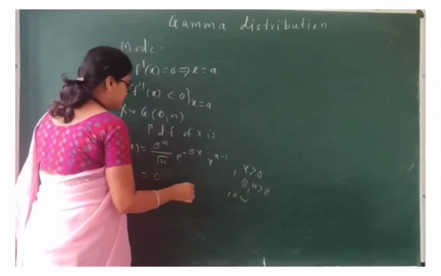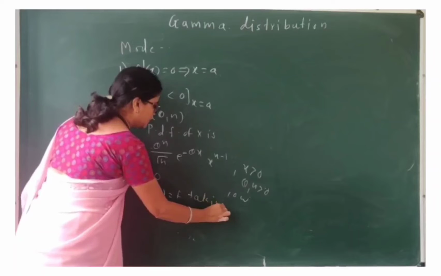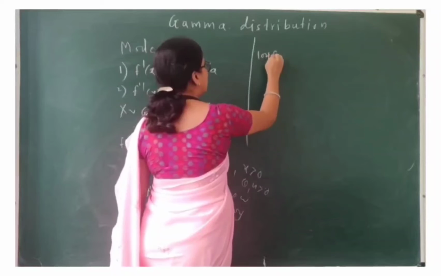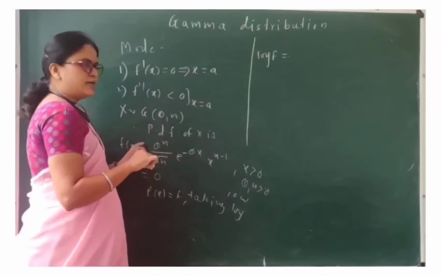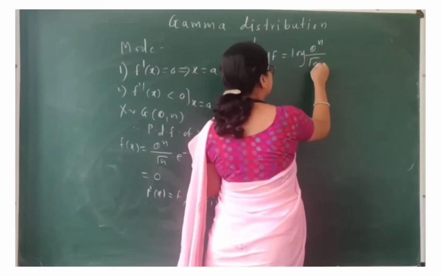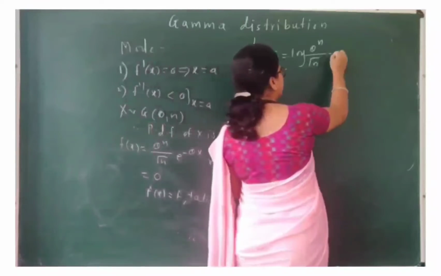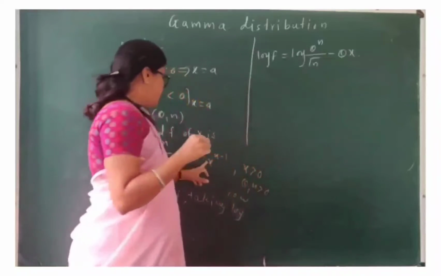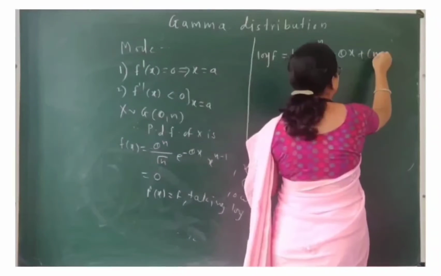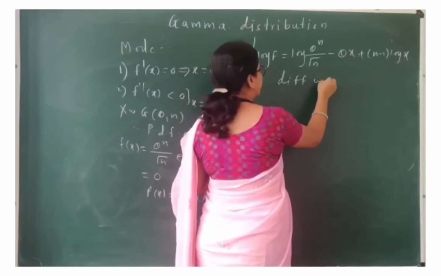To simplify, we can write f(x) = f and take the log of both sides. So what we get is log f equals, since this is a constant term that is free from x, we can keep the log as it is, that is log of theta^n upon gamma(n), because the derivative of this term gives me 0. Now the log of the rest is minus theta x, plus (n minus 1) log x. Now differentiate this with respect to x.